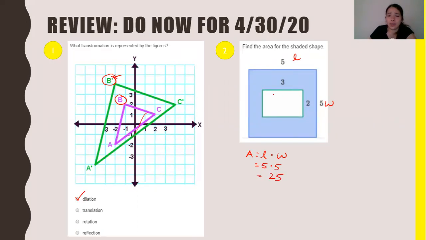Now we need to find the area of this inner rectangle. That's going to be 3 times 2, and that gives us 6. Because they want the shaded shape, we only want this area. We're going to take this amount and subtract that from it. That leaves us what's left, which is the area in blue. So 25 minus 6 gives us 19, and that is our area.